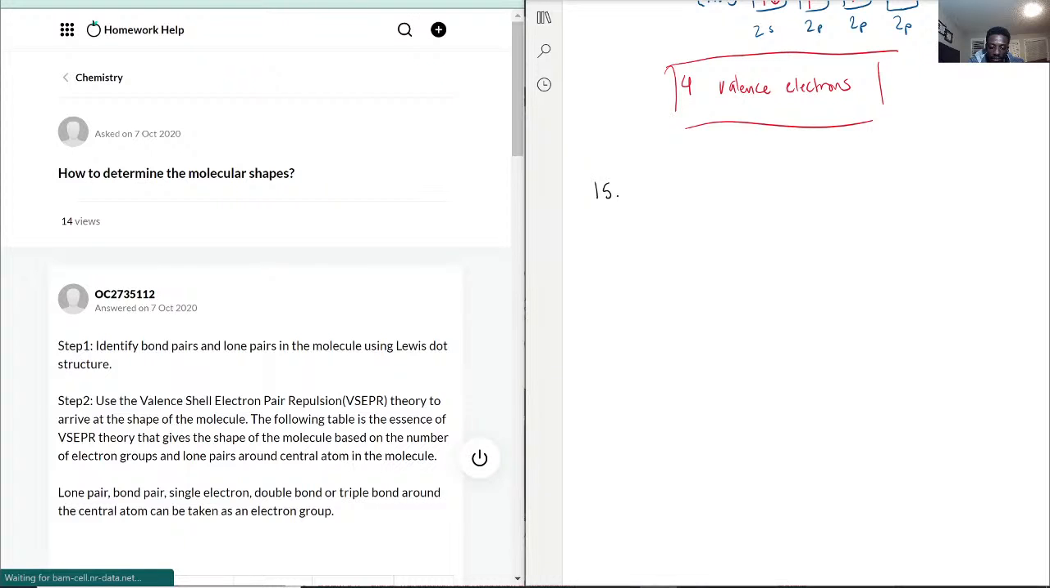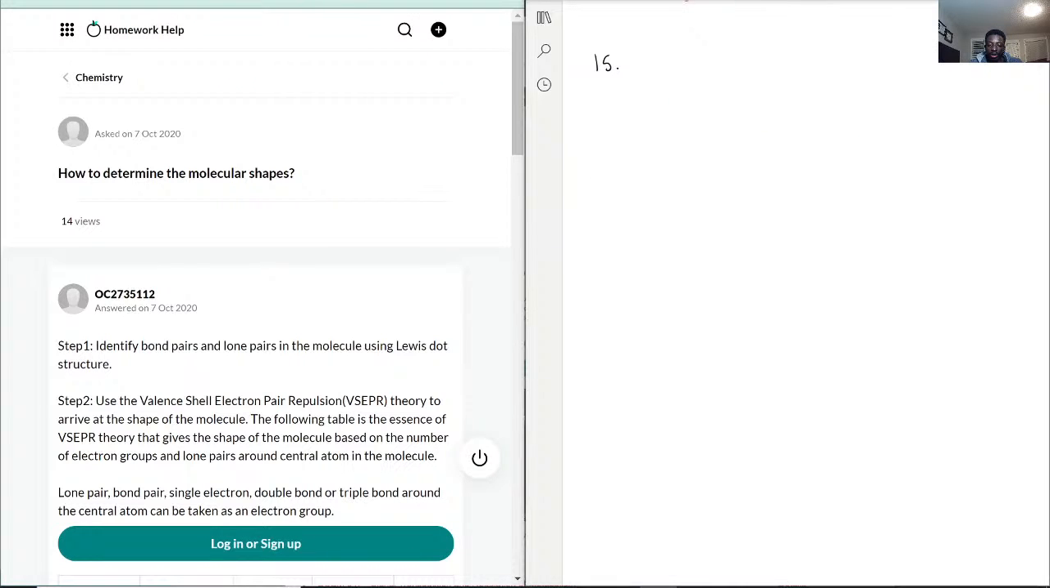Ooh, how to determine molecular shapes. We did actually touch upon that when we were doing the question about sulfur tetrafluoride. So to determine molecular shapes... Okay, so like I was saying, we did kind of touch upon this when we were doing the backing out the sulfur tetrachloride, right?